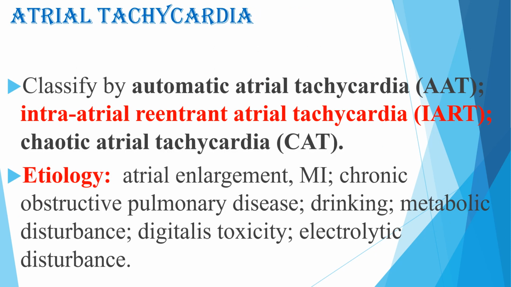Next is the atrial tachycardia. Atrial tachycardia means the atrial rate increases, that is increased heart rate. It is classified into three categories, which we will see one by one later. The first is automatic atrial tachycardia, the second is intra-atrial reentrant atrial tachycardia, and the third is chaotic atrial tachycardia.